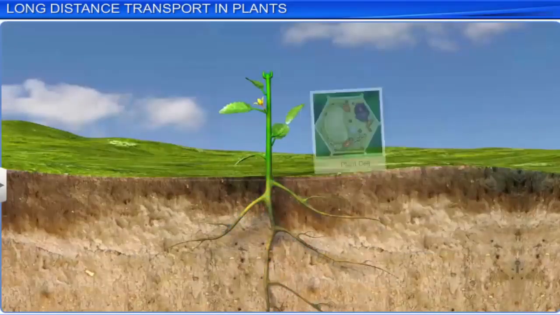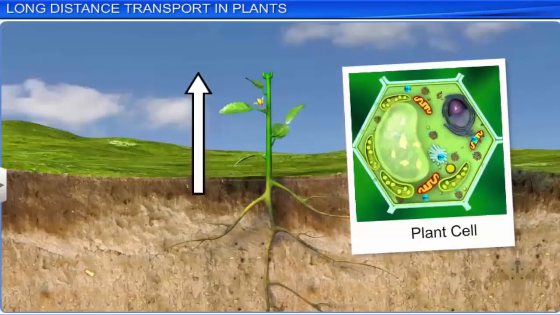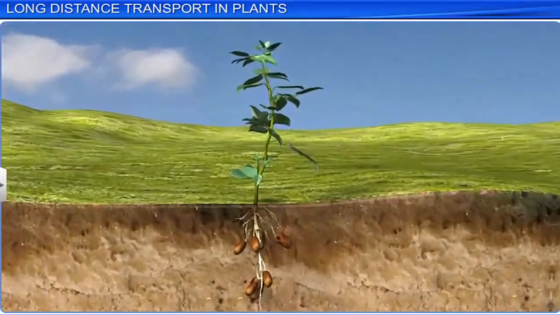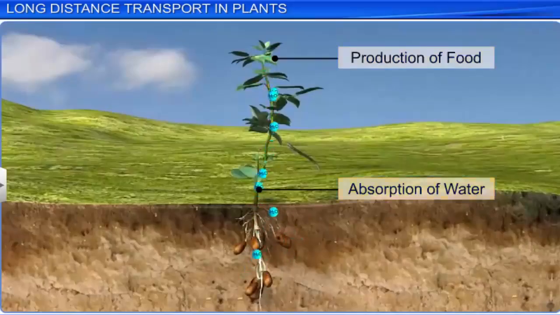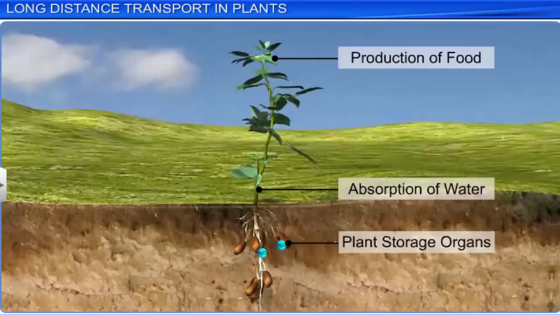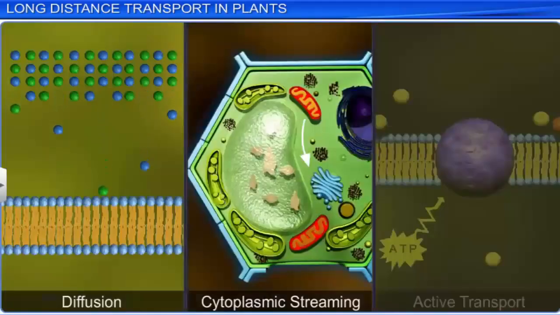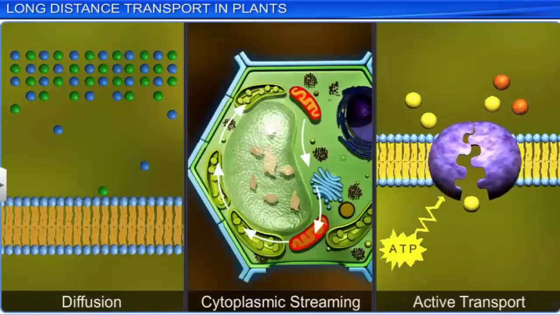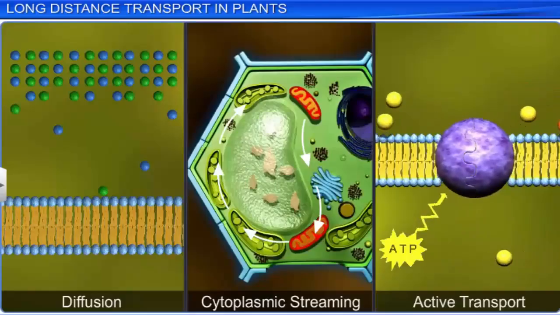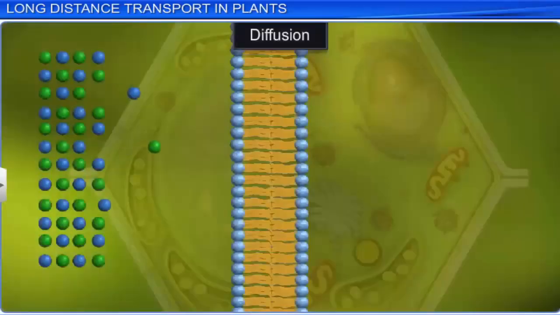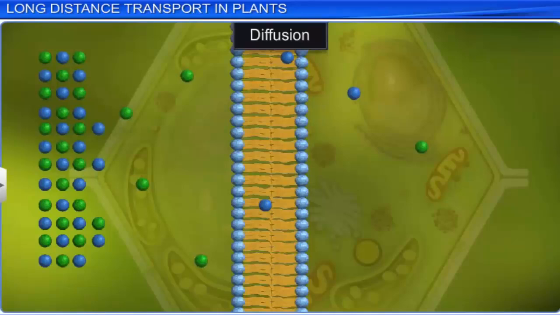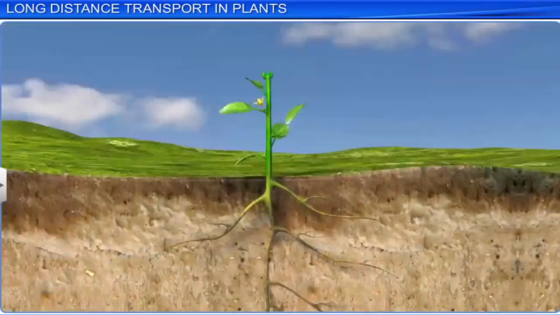Substances often need to be transported across both short and long distances inside plants. Sometimes the site of production of food or absorption of water may be quite far from the plant's storage organs. In such cases, means of transport such as diffusion and cytoplasmic streaming, supplemented by active transport, do not suffice. They can only account for short-distance movements in plants. Moreover, diffusion is a painfully slow process which might take years to transport substances over a distance of 1 meter in plant.